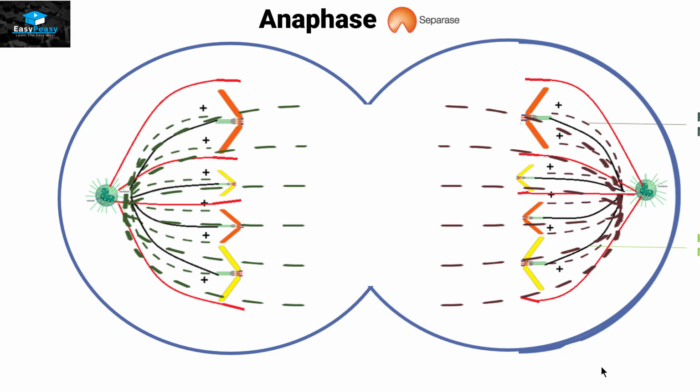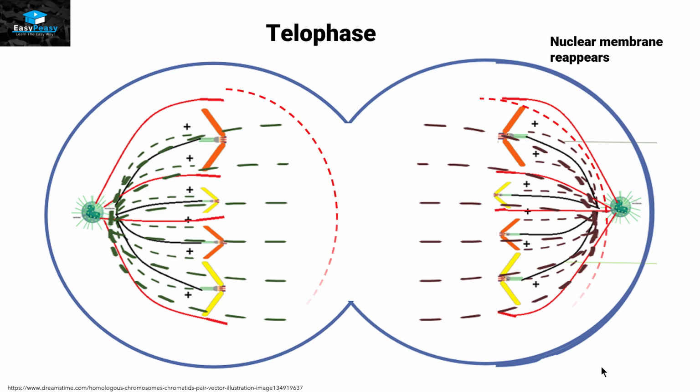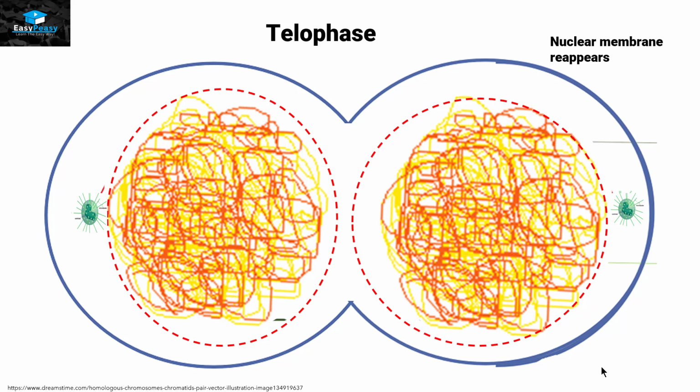Now, the next phase is the last phase of mitosis, and that is called telophase. In the telophase, the first thing that's going to happen is the reappearance of the nuclear membrane. And the chromatids are going to disperse themselves again in the form of threads like this. And the nucleolus will also reappear. So now the cell division is almost done, and now it's going to enter the cytokinesis phase.